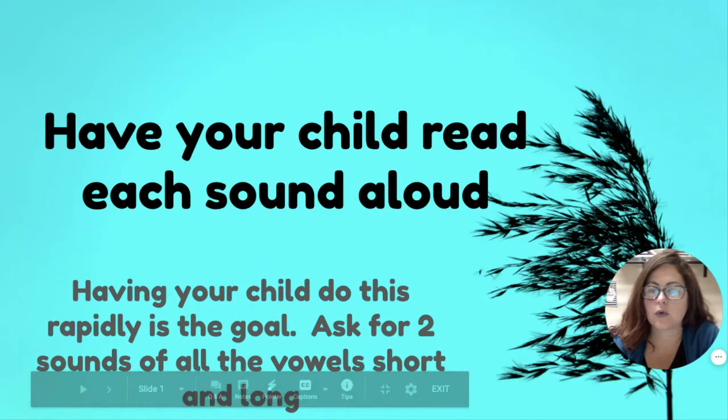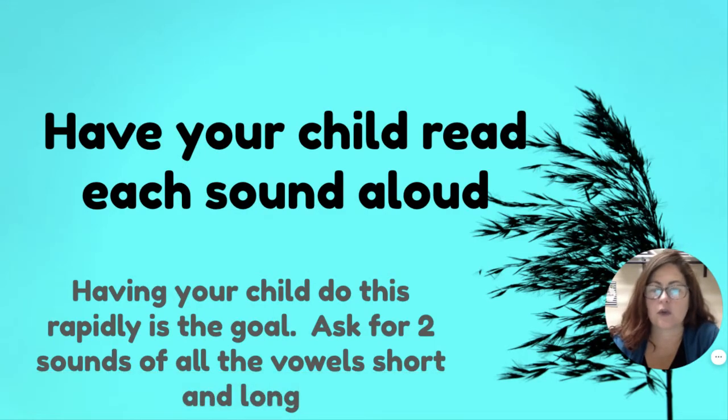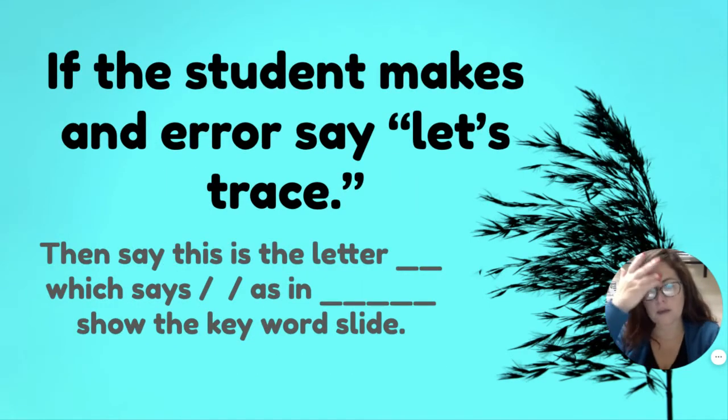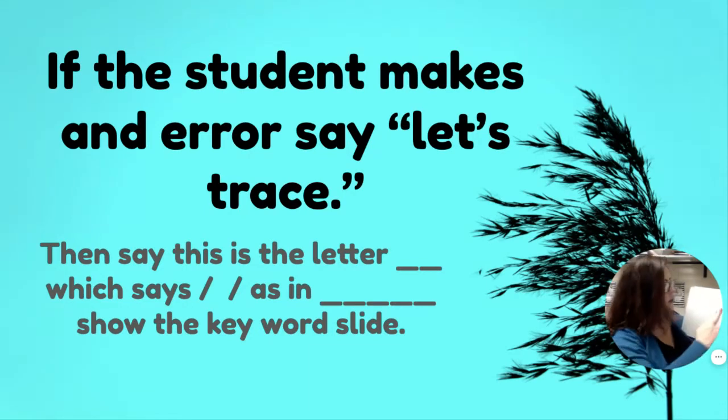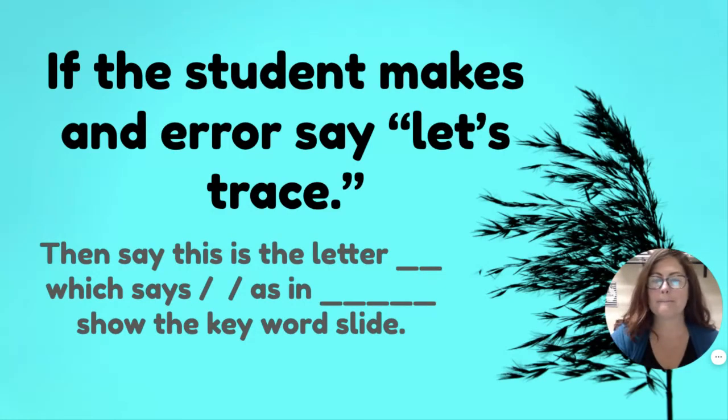On the following slides, you're going to read the sound cards. Don't forget to say the short and the long sounds for each vowel. Remember, if your child or the student makes an error, you would say, let's trace. This is the letter D, which says D as in dog, and then you would want them to trace it 3 times with 2 fingers. D, D, D. Okay?